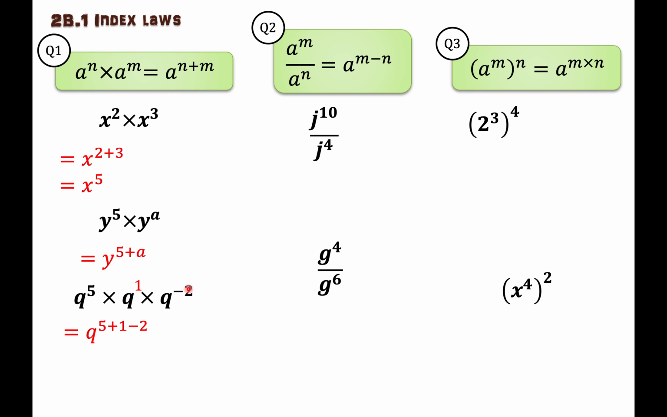It happens that here I'm adding a negative number, so I just subtract. 5 plus 1 take 2. 5 plus 1 is 6, and 6 take 2 is 4. So it's q to the power of 4.